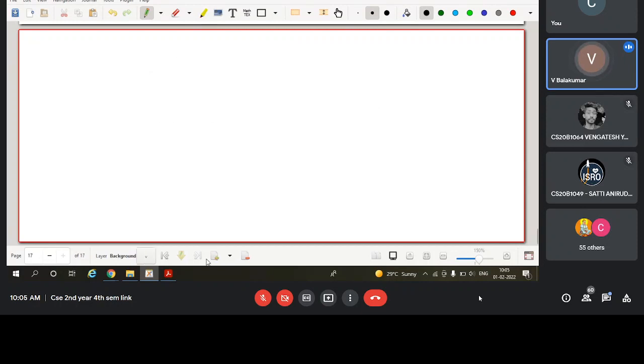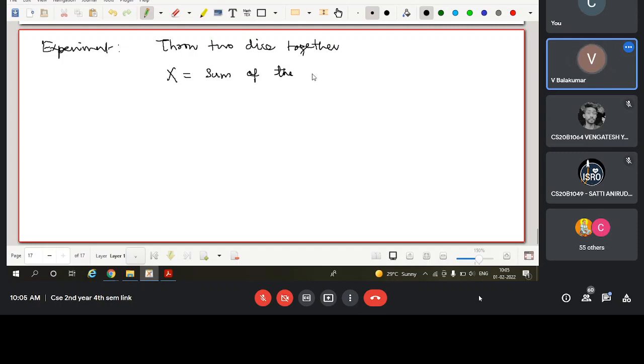One more experiment we will do. Experiment: throw 2 dice together. For a coin we only use toss. Okay, this is our experiment. Capital X is the sum of the values shown on the dice.